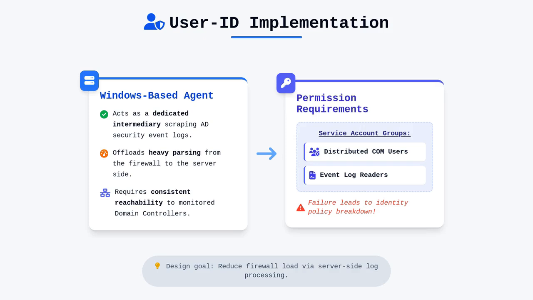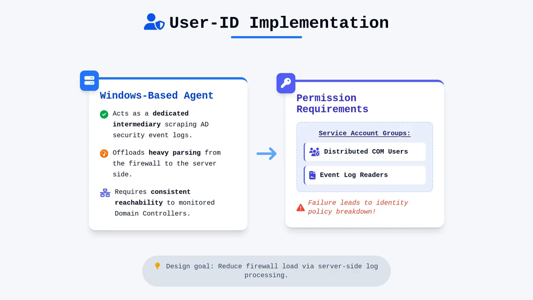To begin our implementation, we must distinguish between the Windows-based user ID agent and the agentless polling method. The Windows agent acts as a dedicated intermediary that scrapes security event logs from your Active Directory domain controllers to identify user sessions. From a design perspective, this reduces the load on the Palo Alto Networks firewall, as the actual heavy lifting of log parsing happens on the server side. You must install the agent on a member server within your domain, ensuring it has consistent network reachability to the domain controllers it needs to monitor.